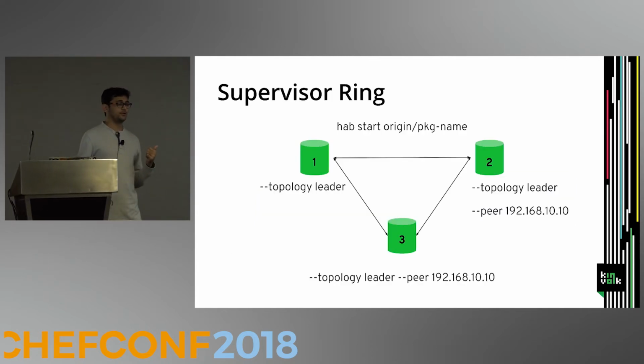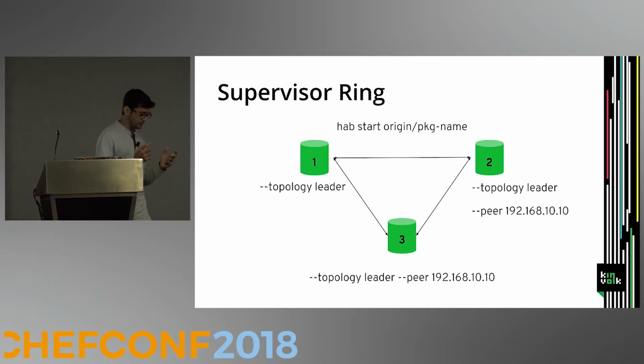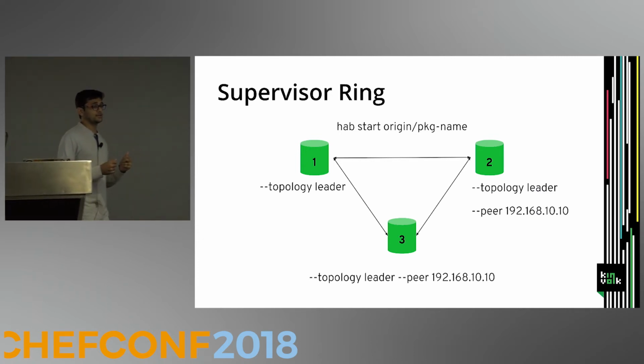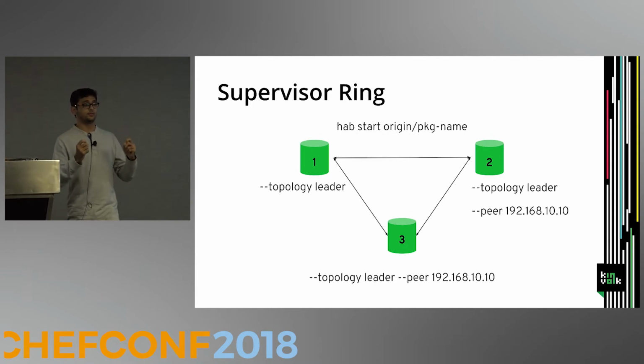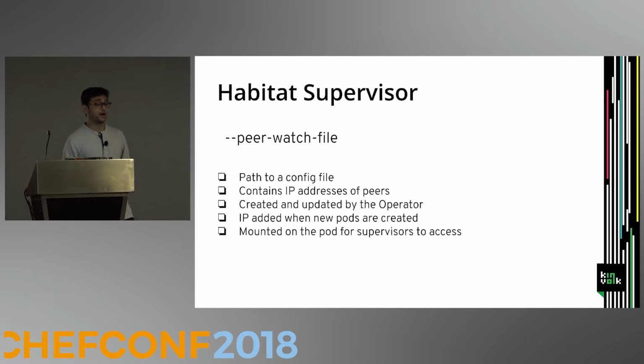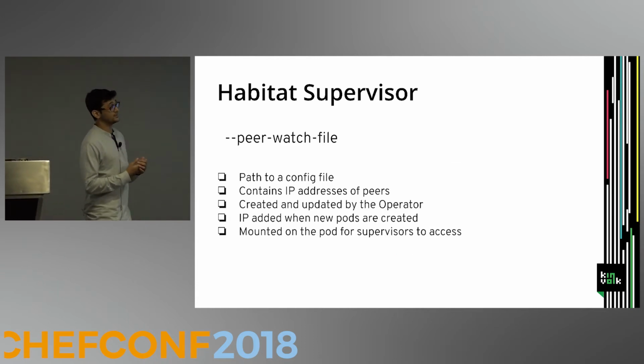If you come back to this previous slide from a few minutes before, you can take a look. You can find that we're running multiple instances. Now, if you take a close look, not all the instances have the same number of arguments or even the same arguments. This is a restriction in Kubernetes: if you need to run multiple replicas of your pods, you have to supply the exact same arguments. So we were thinking about how to get around this. And we came up with a solution of implementing a peer watch file in the Habitat supervisor code itself.